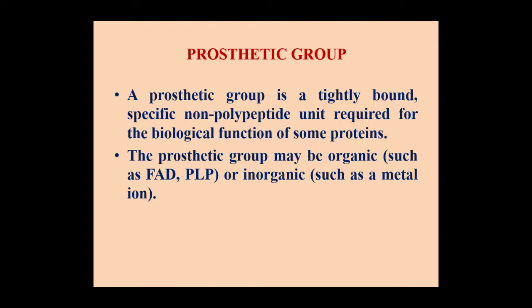Prosthetic group. The prosthetic group is a tightly bound, specific non-polypeptide unit which is required for the biological functioning of some proteins. The prosthetic group may be an organic compound such as FAD or PLP, or it may be an inorganic metal ion.